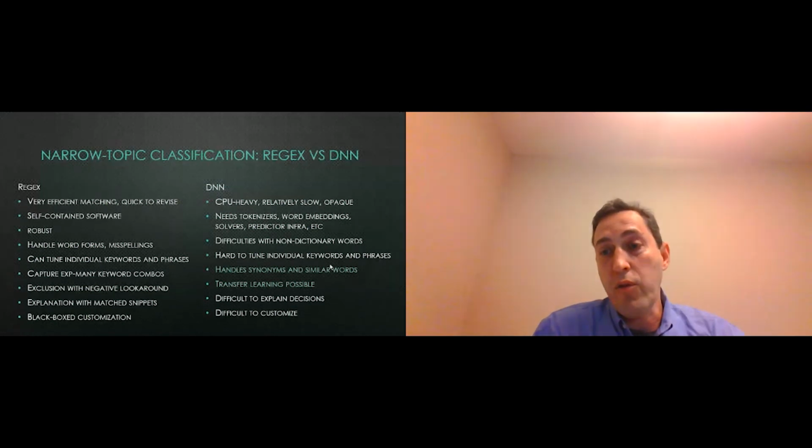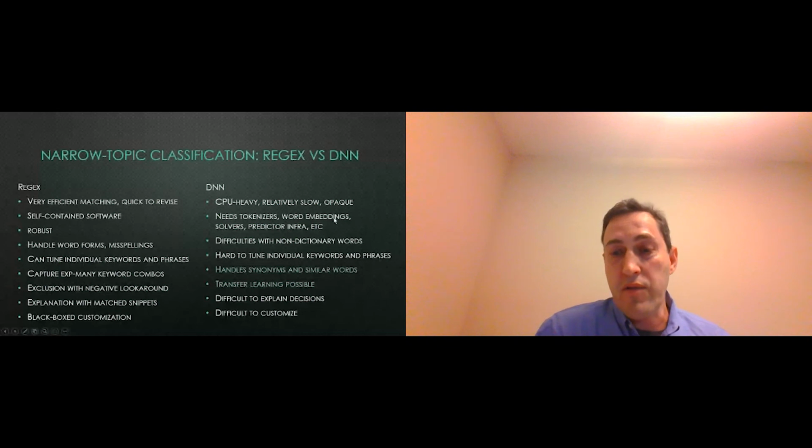And for DNNs, unfortunately, many of these things are not available. DNNs handle synonyms and similar words, and transfer learning is possible, but this takes time. And if two different synonyms repeat, you could definitely code them into a regex.